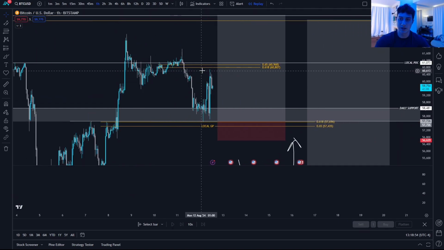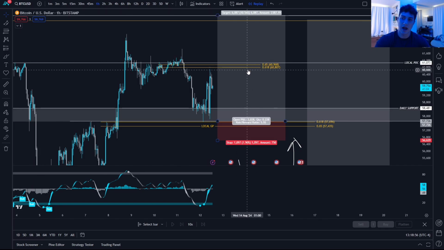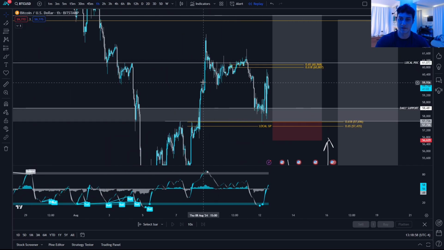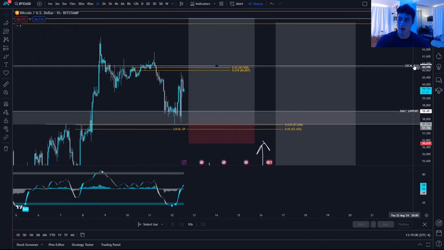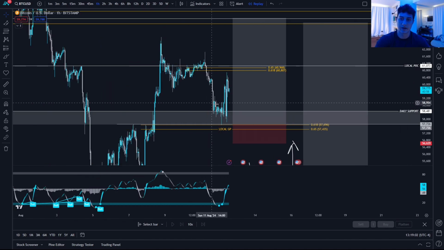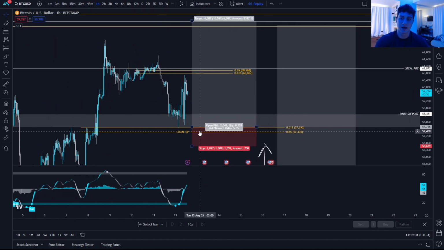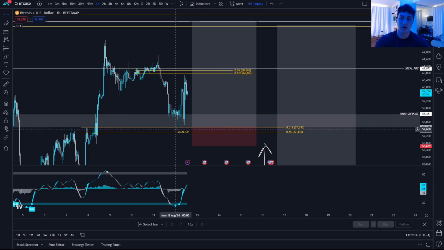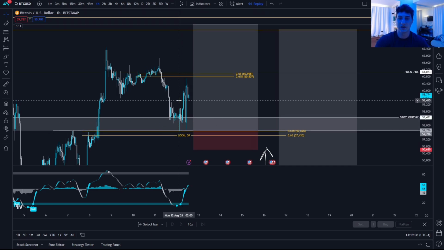So again, I'm still looking for a short position here at the 0.618, 0.65 fib in confluence with our local point of control at around 61K. But keep in mind, I am already in a long position from down here, and I haven't taken profit yet. I've simply moved my stop loss to break even.